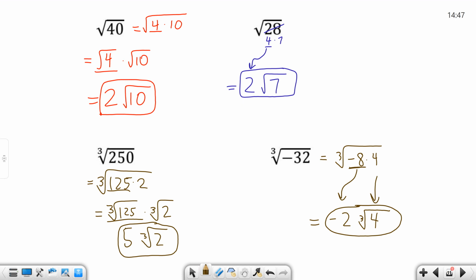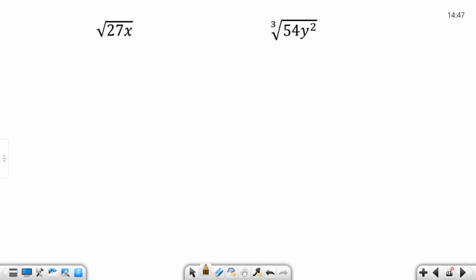All right? So let's keep working on these, keep trying to figure out how we're going to break these up and divide them up and separate them and that kind of business. So the square root of 27x. So far, we've only seen numbers where we've had to break them up. Now we're introducing some variables. Here we have x. The next one we have y squared. All right, so let's do the numbers like we've been doing them.